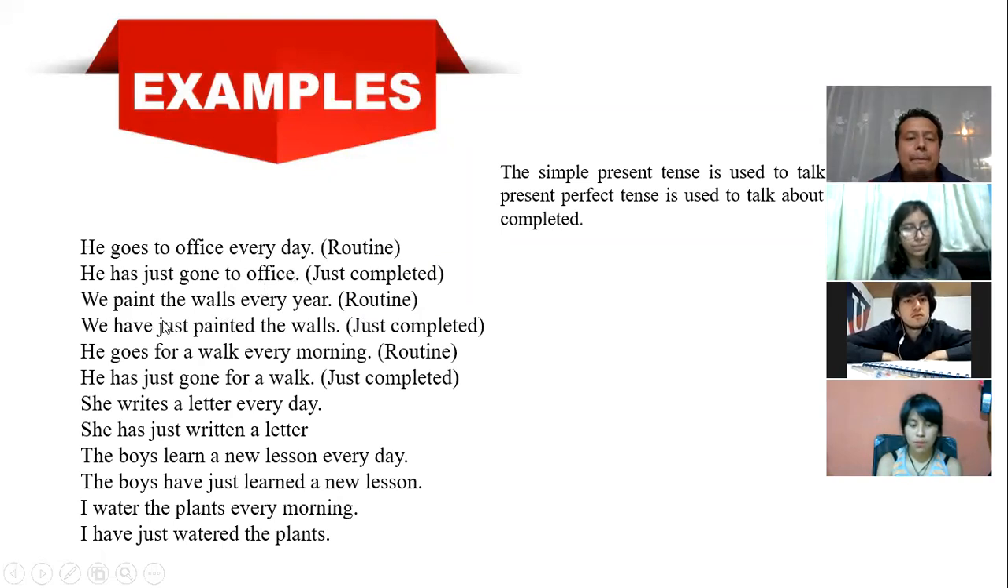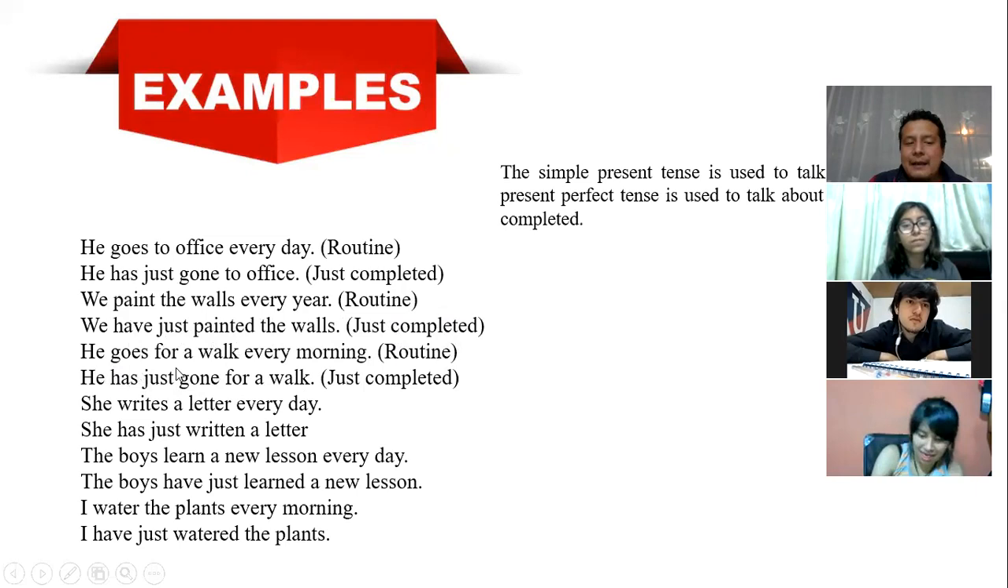The next example: we paint the walls every year. It's a routine, something that this person does every year, right? Now we have just painted the walls. It's something that already finished at this moment. The action already finished, right?